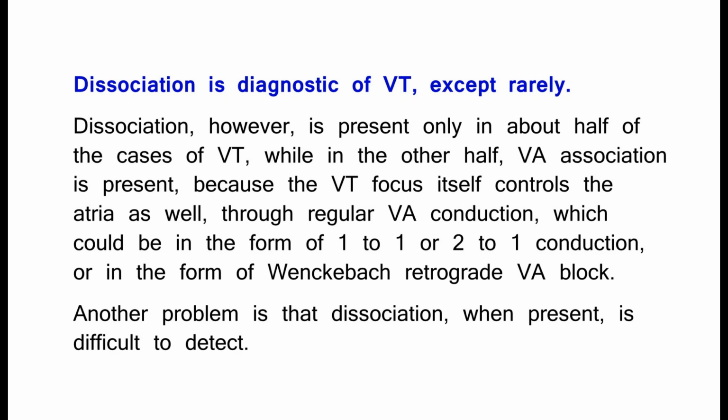Dissociation, however, is present only in about half of the cases of VT, while in the other half, VA association is present, because the VT focus itself controls the atria as well, through regular VA conduction, which could be in the form of 1-to-1 or 2-to-1 conduction, or in the form of Wenckebach retrograde VA block. Another problem is that dissociation, when present, is difficult to detect.